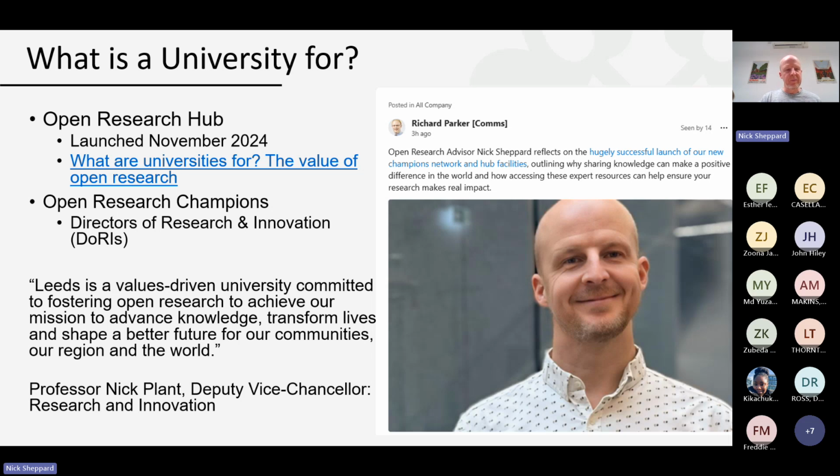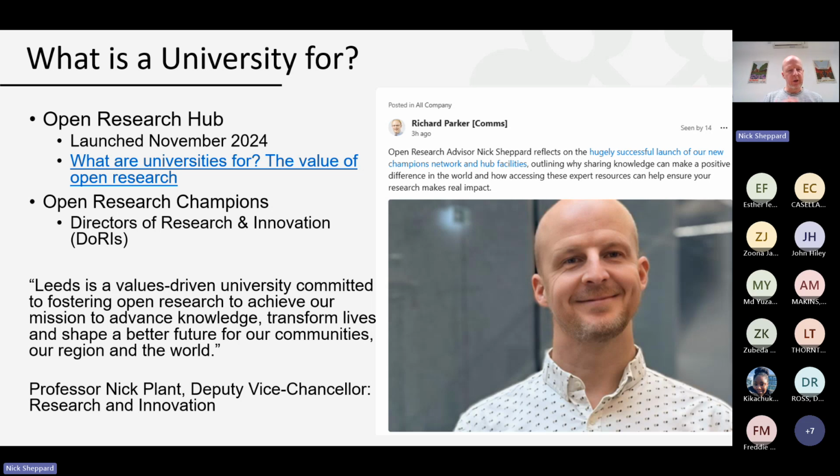Picture of me though, that's from an article that we wrote for Central Comms, which is linked there. Again, this cuts to, for me, what open research is about and what universities are for. Obviously it's important for people's careers, etc. But we're really trying to have an impact on the world, as that comment from Nick Plant illustrates there: a values-driven university committed to fostering open research to achieve our mission to advance knowledge, transform lives, and shape a better future for our communities, our region, and the world.